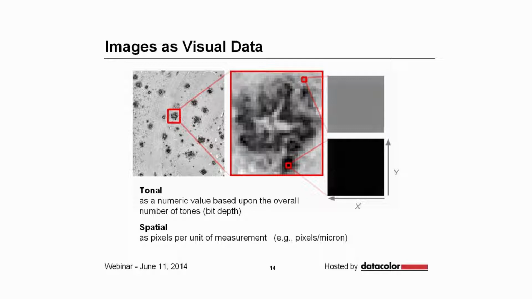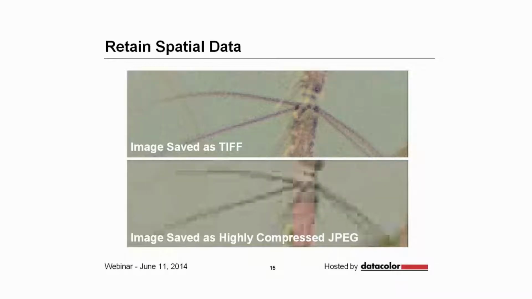You also have, as a unit of measurement, pixels per micron. So in both those instances, when your image is made, it's really as much visual data as any sort of graph or measurement you might make. If you have this data, then you certainly don't want to alter it after you've acquired your image.